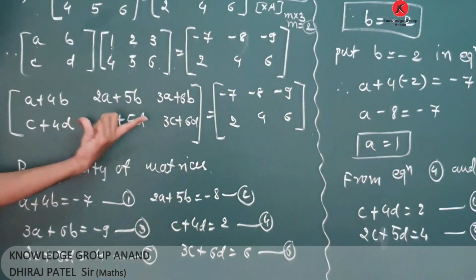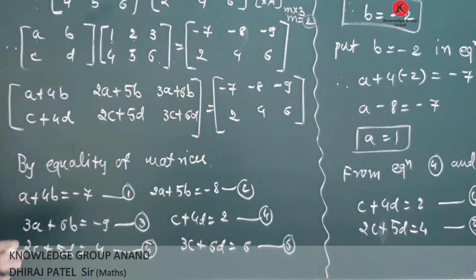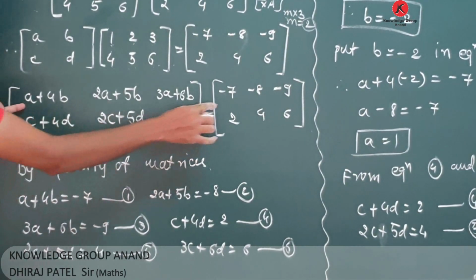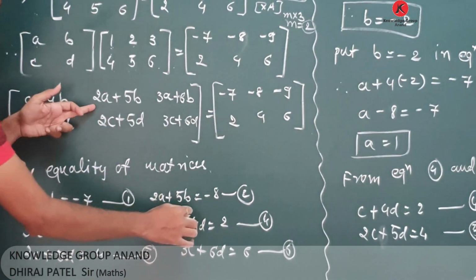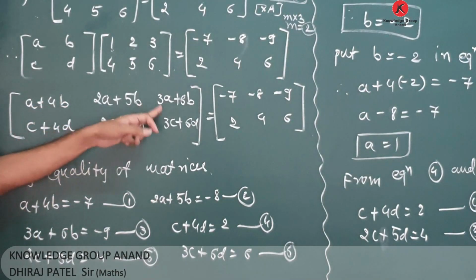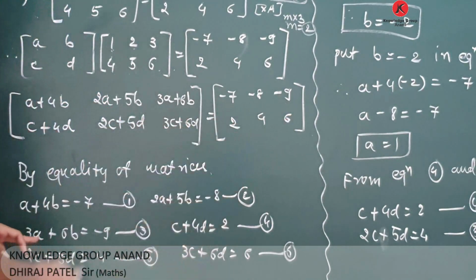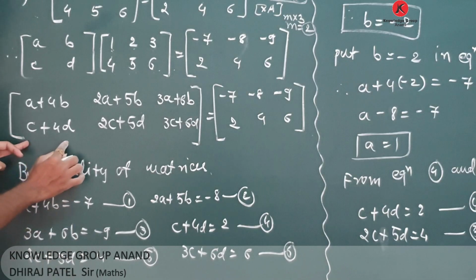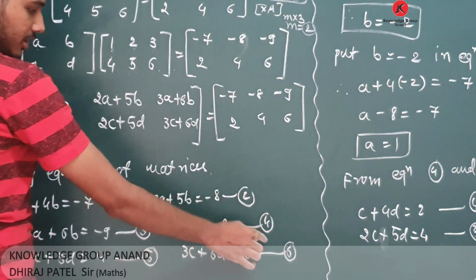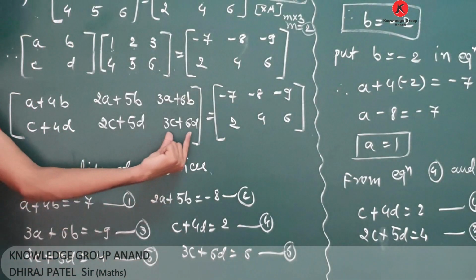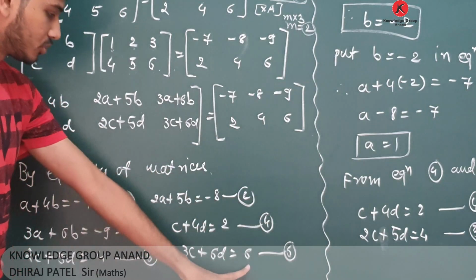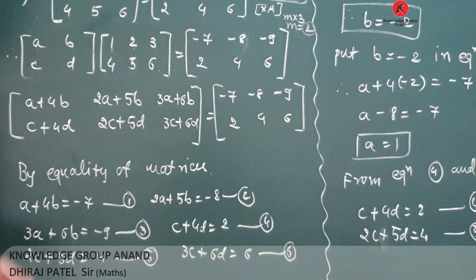Now, by equality of these two matrices, we can write the equations: a plus 4b equals minus 7, equation number 1. 2a plus 5b equals minus 8, equation number 2. 3a plus 6b equals minus 9, equation number 3. c plus 4d equals 2, equation number 4. 2c plus 5d equals 4, equation number 5. And 3c plus 6d equals 6, equation number 6. Now we have to calculate a, b, c and d by using these 6 equations.